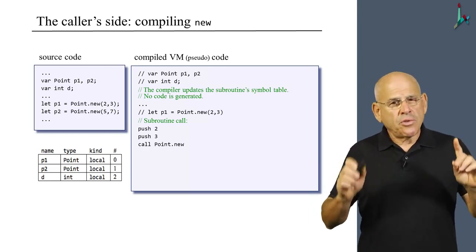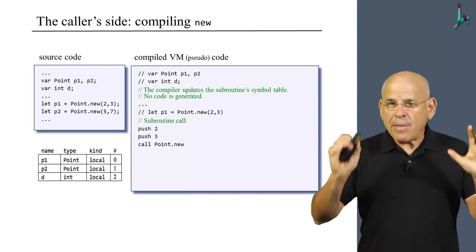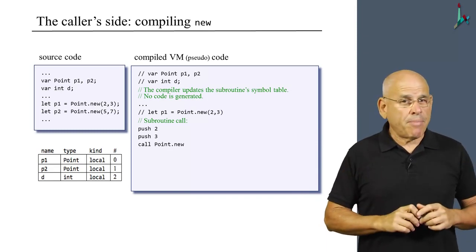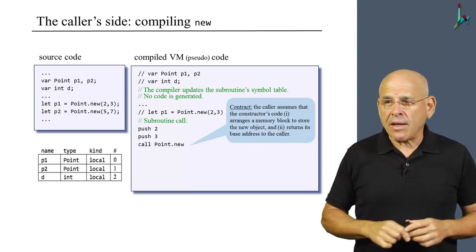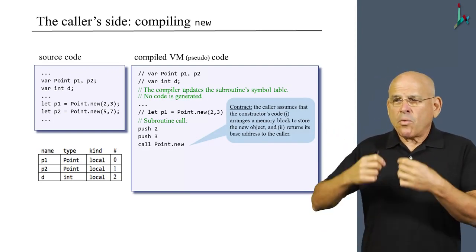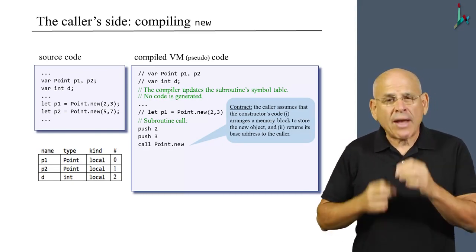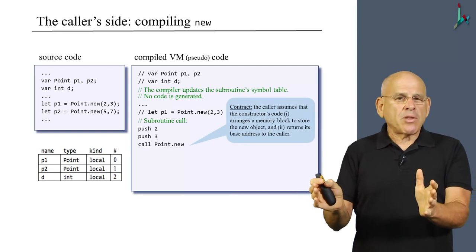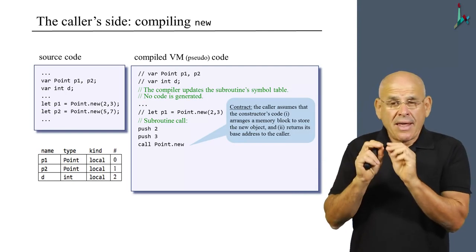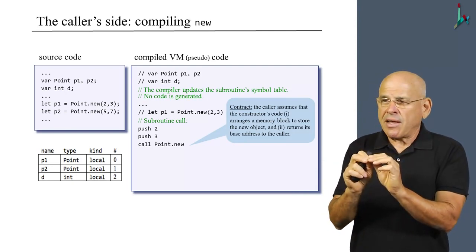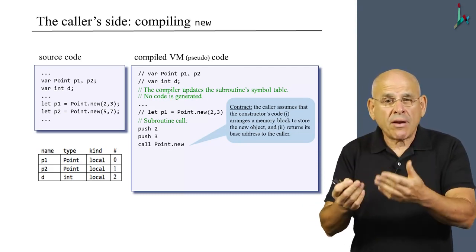However, because new is a constructor, there's a certain contract or a big-time assumption which lurks in the background. And in particular, the calling code, this code that we are now writing, assumes that when the constructor will execute, whenever it will happen, it will end up allocating some space on the RAM for the newly constructed object, and it will also take the base address of this space on the RAM, and it will return it to the caller. It will return it to me.